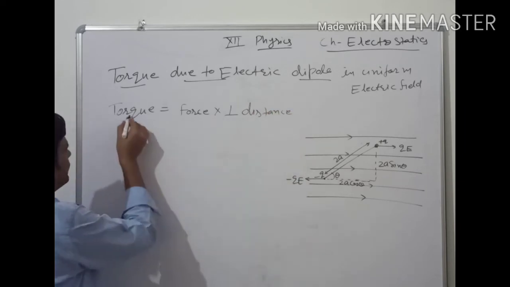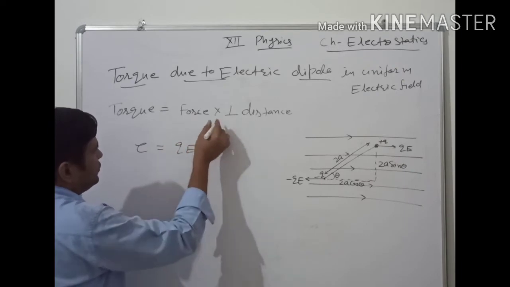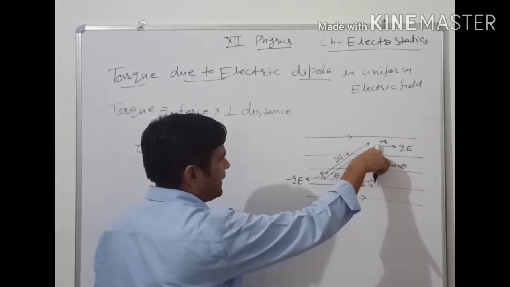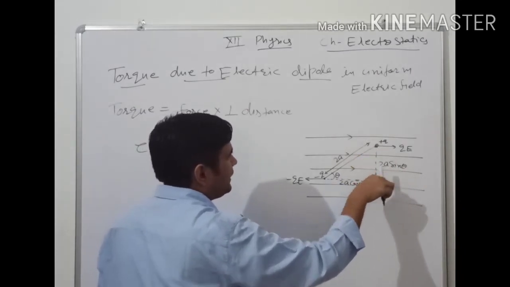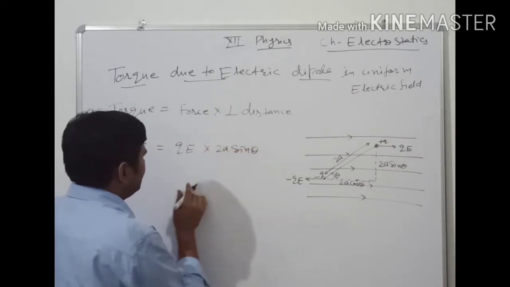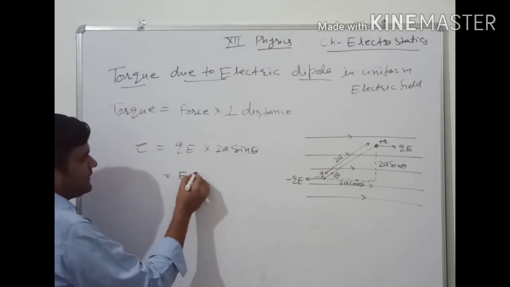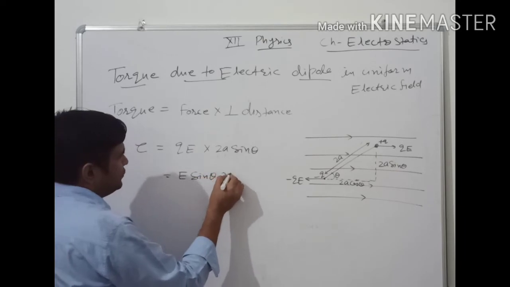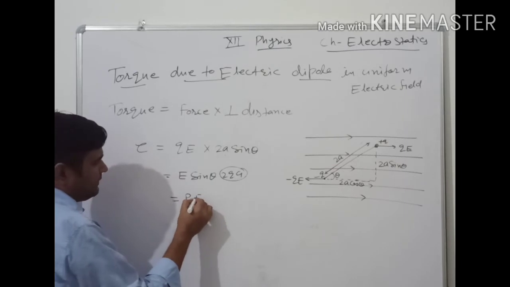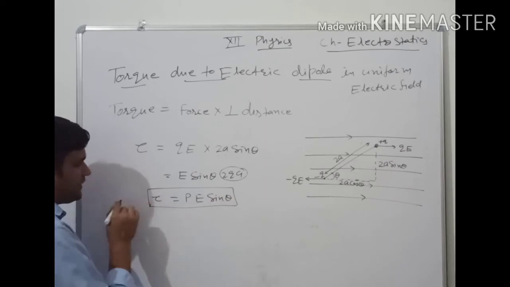Here the torque is represented by tau, and the force is QE multiplied by the perpendicular distance. Now this is the perpendicular distance and it is equal to 2a sin theta. After rearranging these formulations, we get E sin theta into 2qa. Now this is in terms of PE sin theta. Clear? This is the basic formula of the torque.